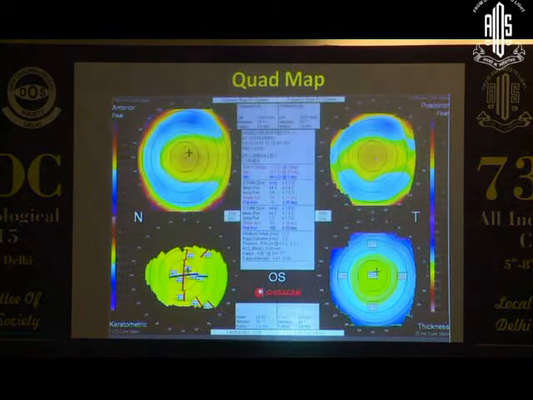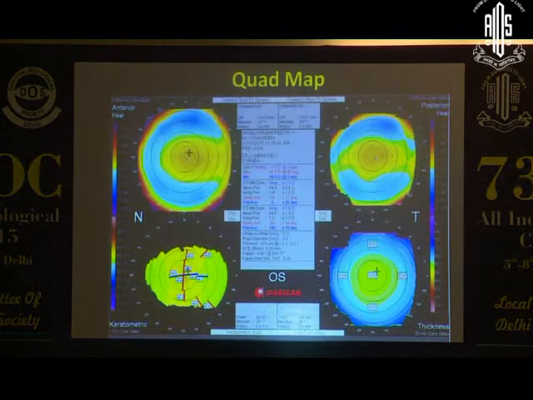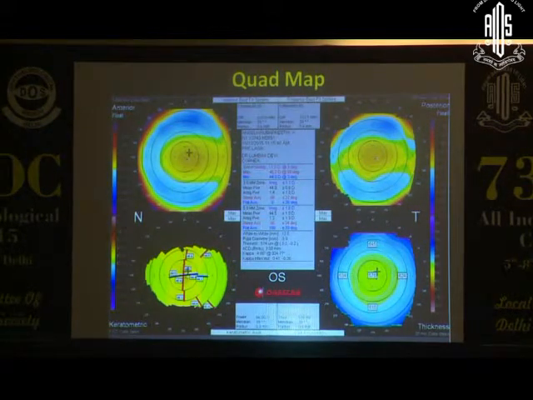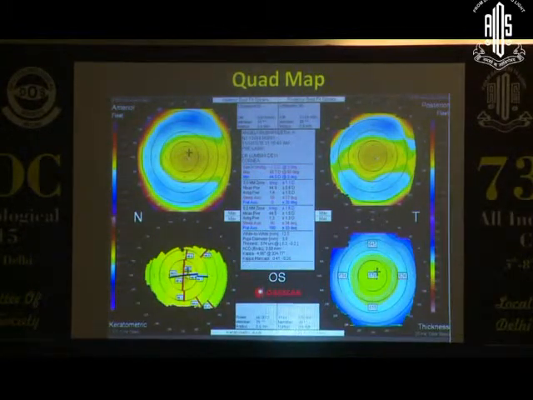So first, what are the features to study in this OBSCAN? The main features which we will see in this OBSCAN map are the anterior elevation, posterior elevation, corneal pachymetry, white to white diameter, anterior chamber depth, angle kappa, pupillary diameter, and the SimK reading. This is usually the normal quad map, and you can see it here.